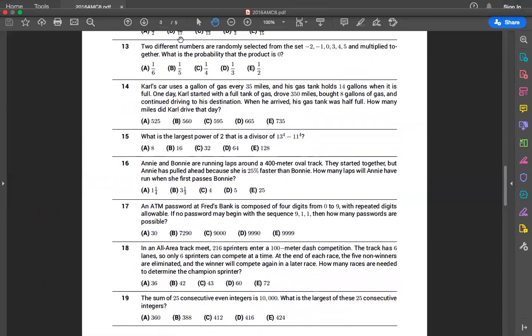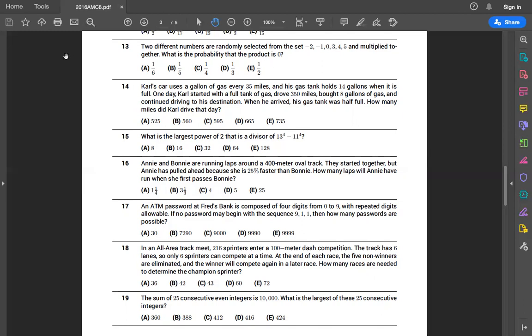Alright, we have two numbers randomly selected from this set of 6 numbers, and then we multiply them together. We want the probability that the product is 0. Just from a bit of testing, it's pretty clear that for the product to be 0, one of the numbers actually has to be 0. Any other two numbers, you'll get either a positive or a negative number, but definitely not 0.